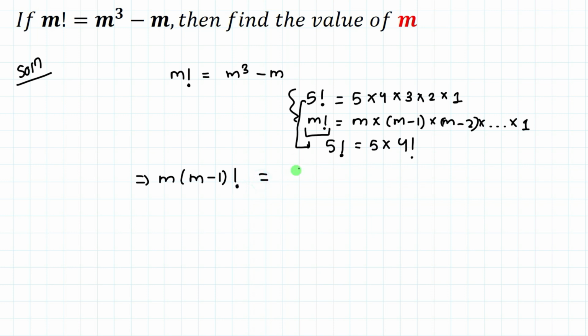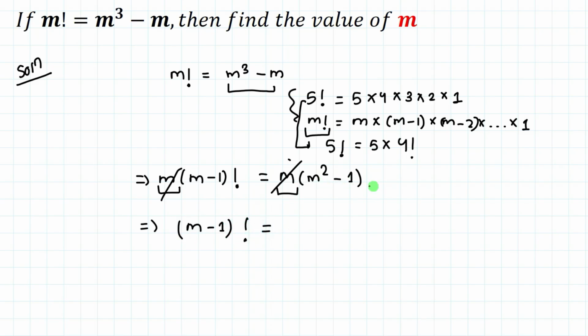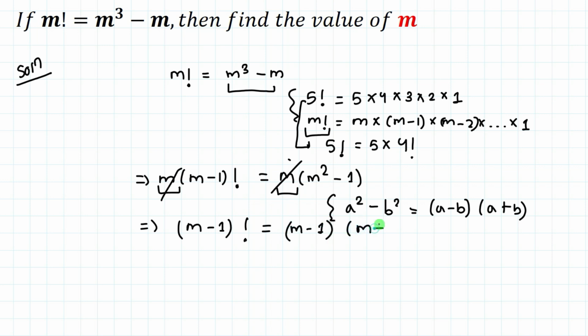This equals, here I'll take m common, so m multiplied by m square minus 1. Now this m and this m will cancel each other. So now we are left with m minus 1 factorial equals m square minus 1. Here I'll apply an algebraic identity, that is a square minus b square equals a minus b multiplied by a plus b. Considering a as m and b as 1, I can write m minus 1 multiplied by m plus 1.